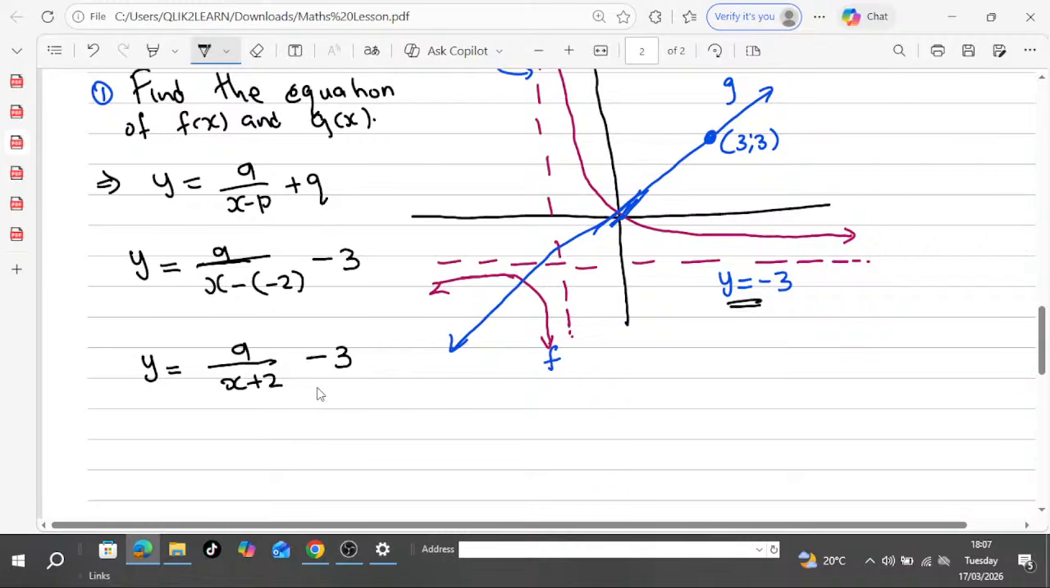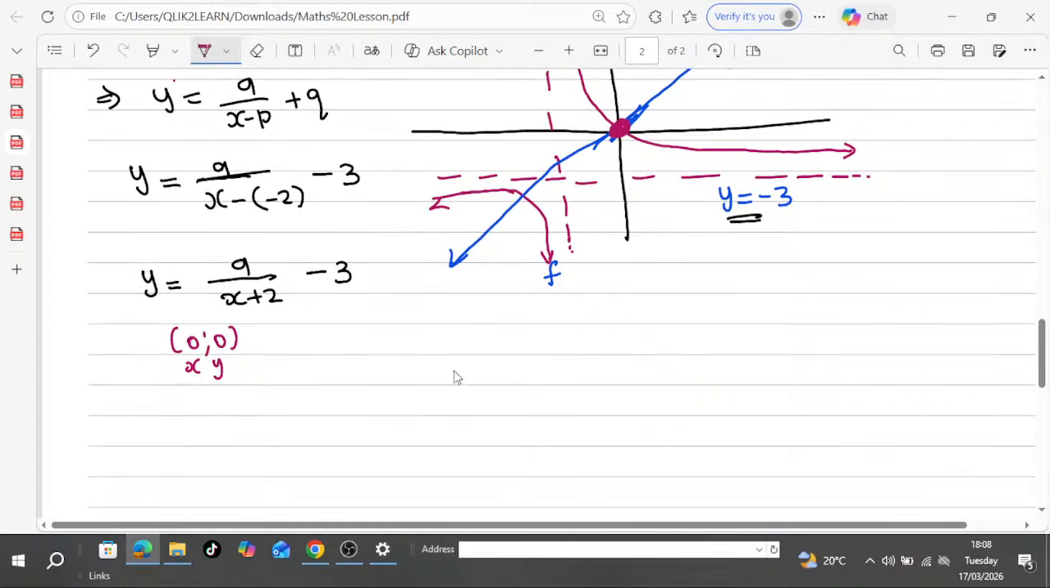Now the aim is to find the value of a. So ladies and gents, we need to find one point on that graph that we can substitute. We need to find only one point. Look at this. The graph passes through the origin, so the coordinates there are 0 and 0. This is my x, this is my y. So to find the value of a, I can substitute that. So 0 equals a over 0 plus 2, minus 3. The minus 3 comes to the other side to be positive 3, and this will be a over 2.